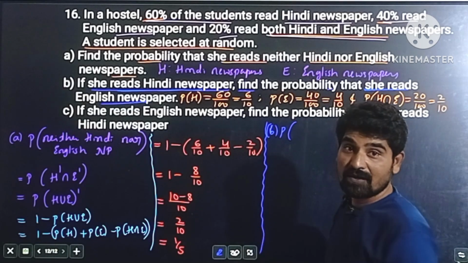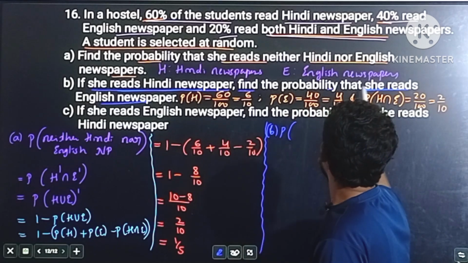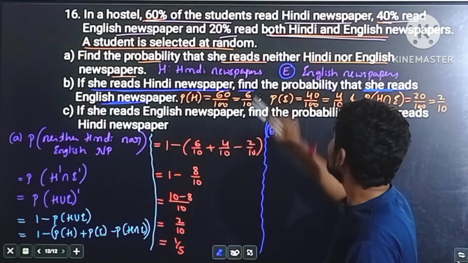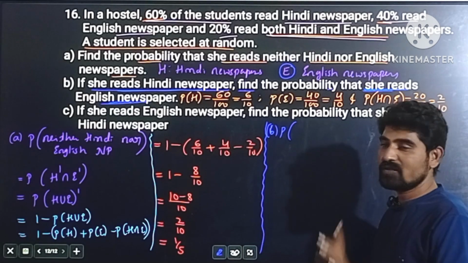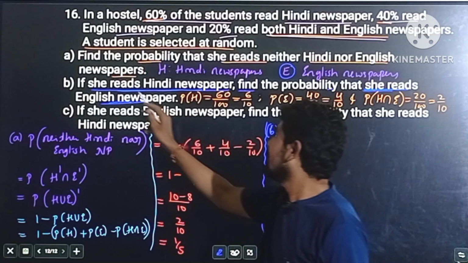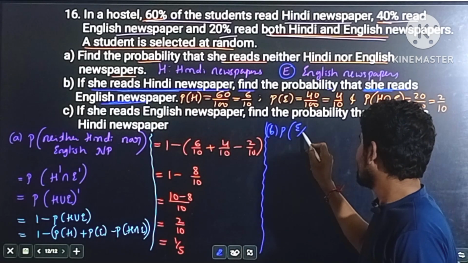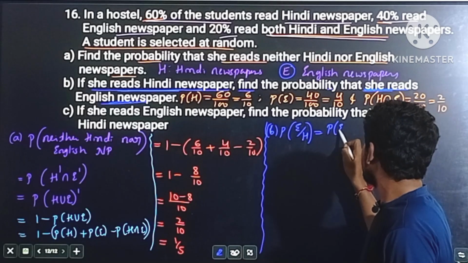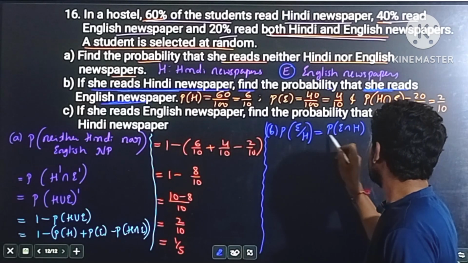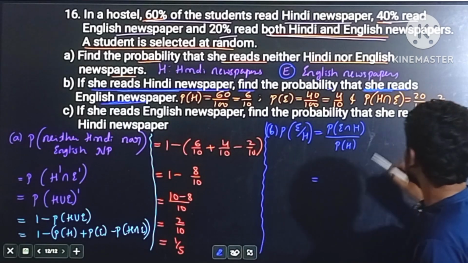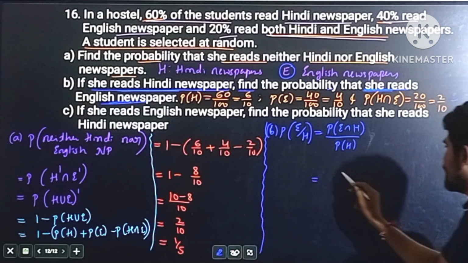Therefore the formula for conditional probability is probability of the finding event, she reads English newspaper. So we considered E as the students who read English newspaper. Therefore, probability of E divided by the given event. The given event is she reads Hindi newspaper. So probability of E given H is equal to probability of E intersection H divided by probability of H. So which is equal to probability of E intersection H is 2 by 10.